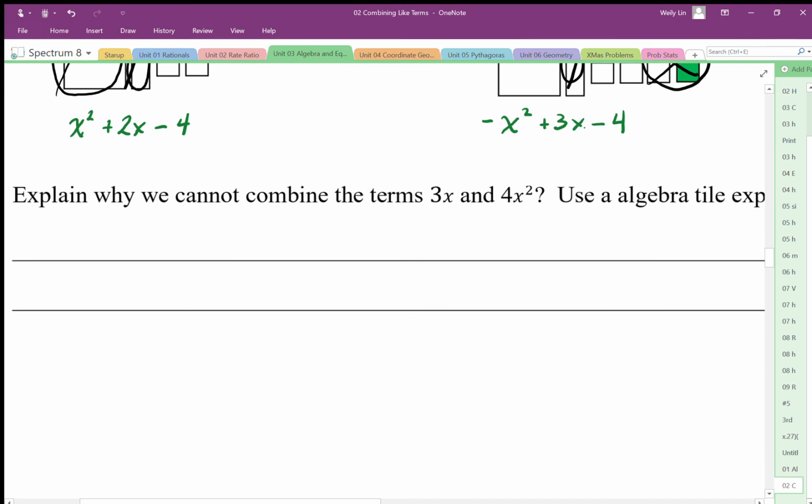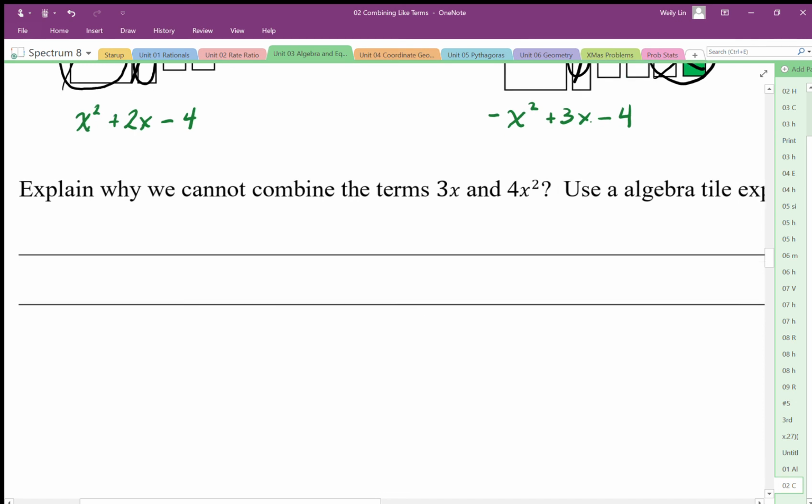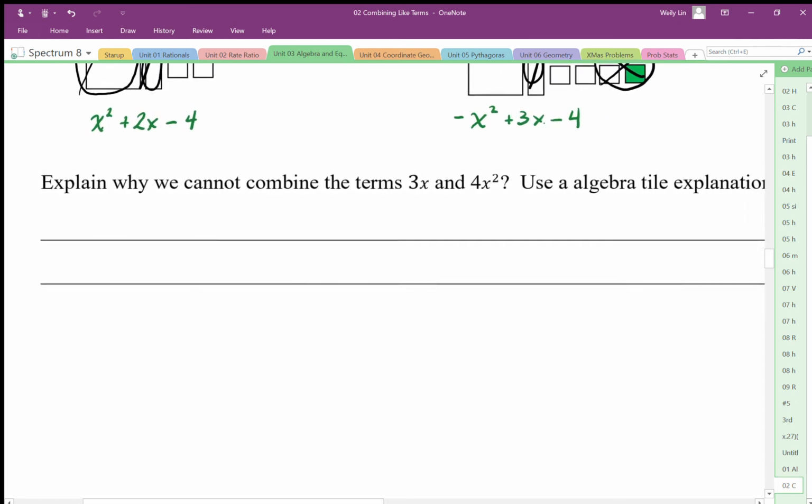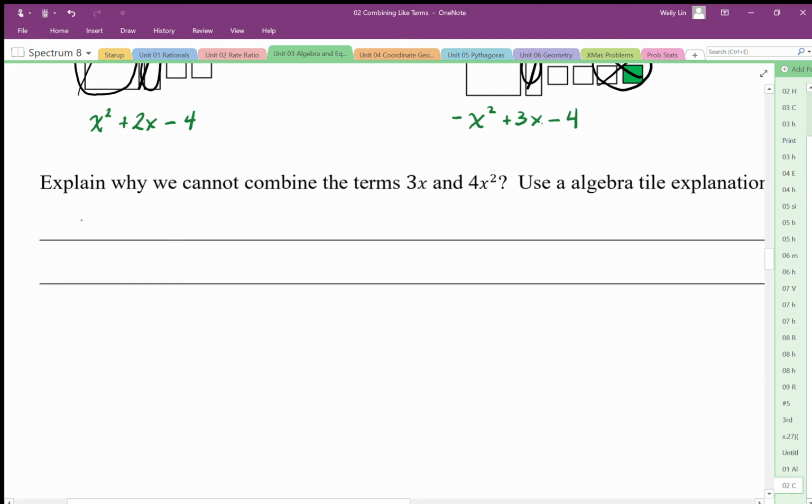So why do 3x and 4x squares not combine? Well, they are different shapes basically. Okay, that's really the simple way we can explain it. So there's different shapes, therefore cannot be combined.